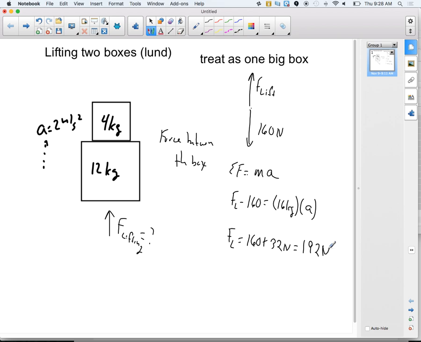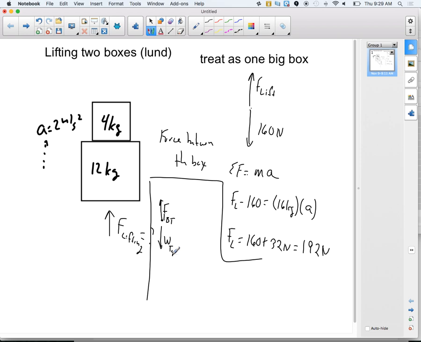meters per second squared. I want to know what the force between the 4 kilogram box and the 12 kilogram box is. So what I'm going to do is carve out a little space, draw a new free body diagram, and I'm going to say that the force of the bottom box on the top box is up, and then down I'll have the weight of the top box. Does that make sense? So that's the free body diagram.